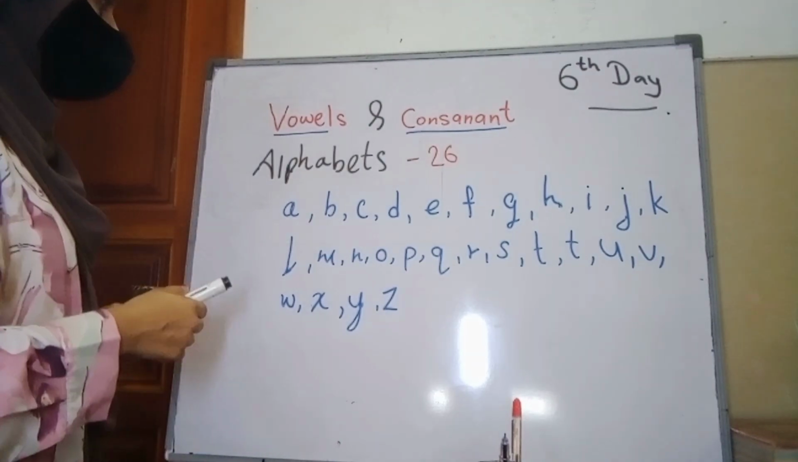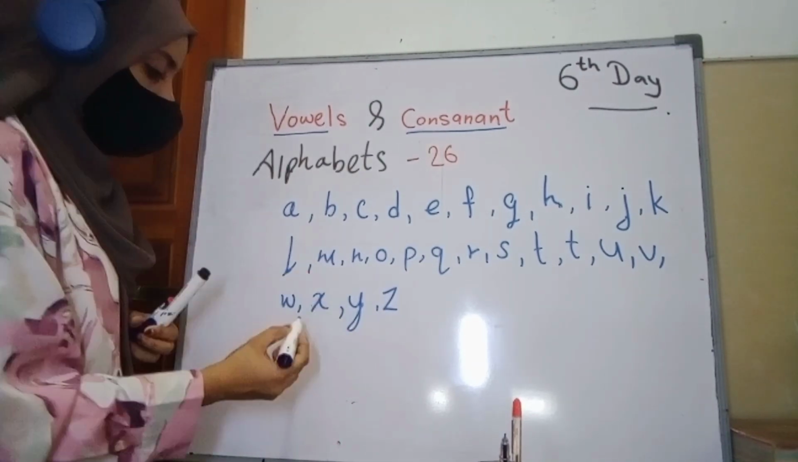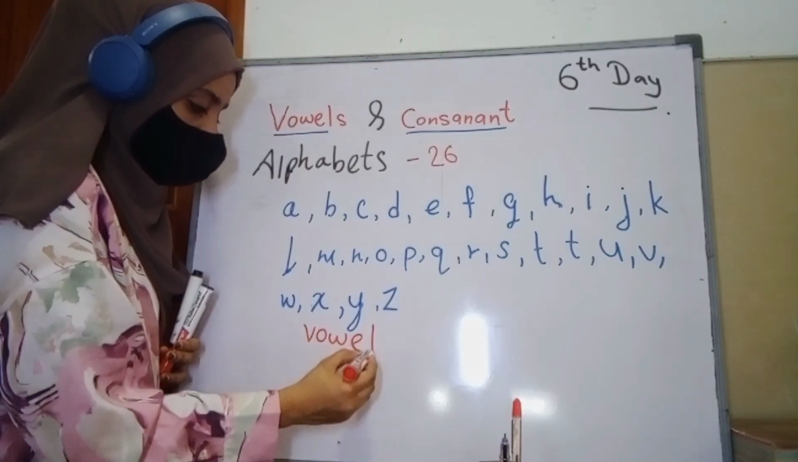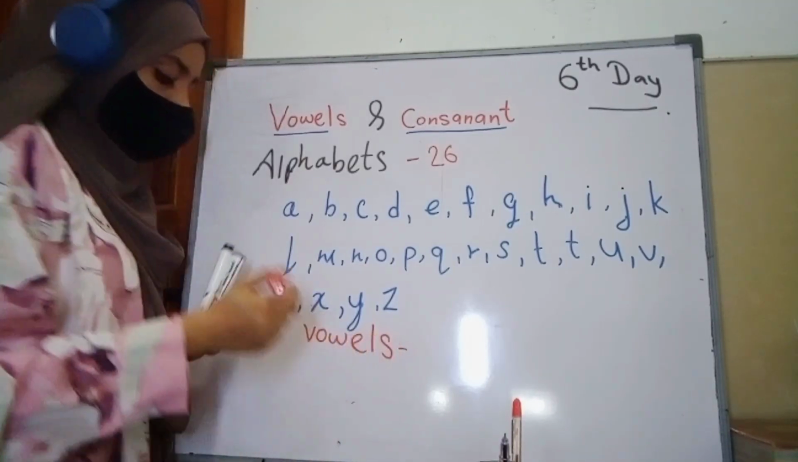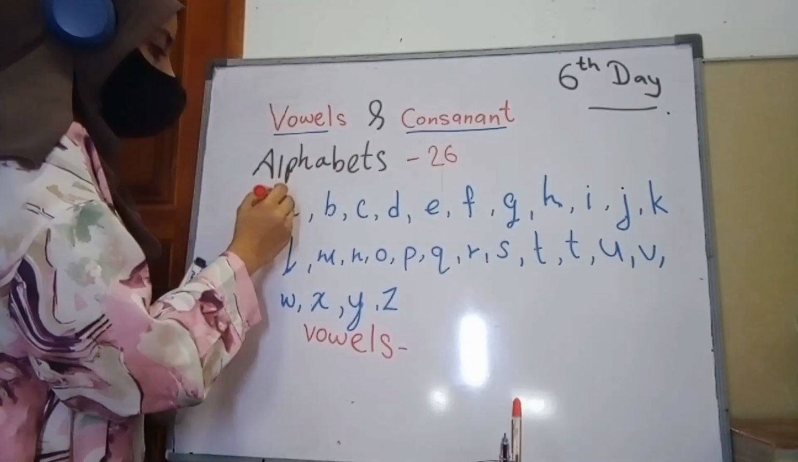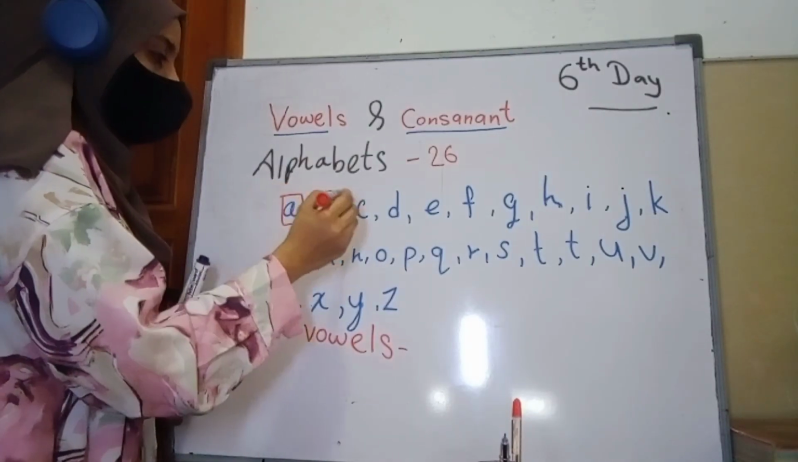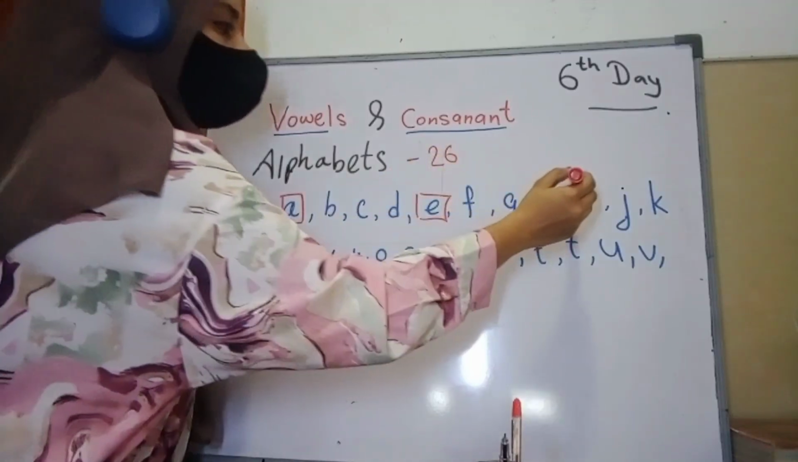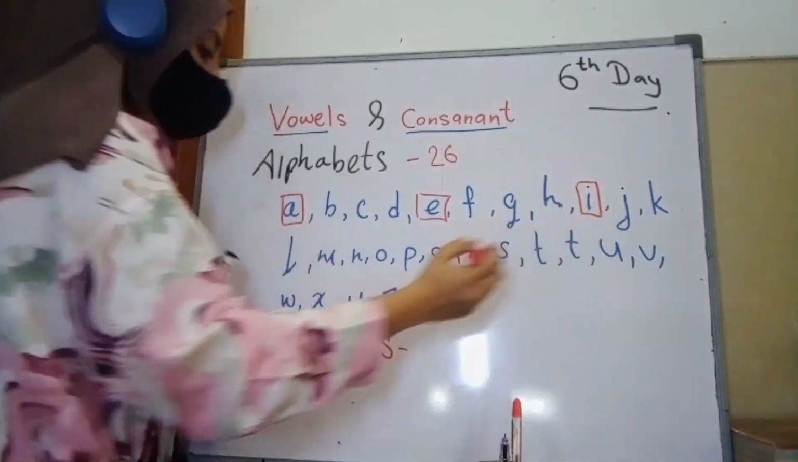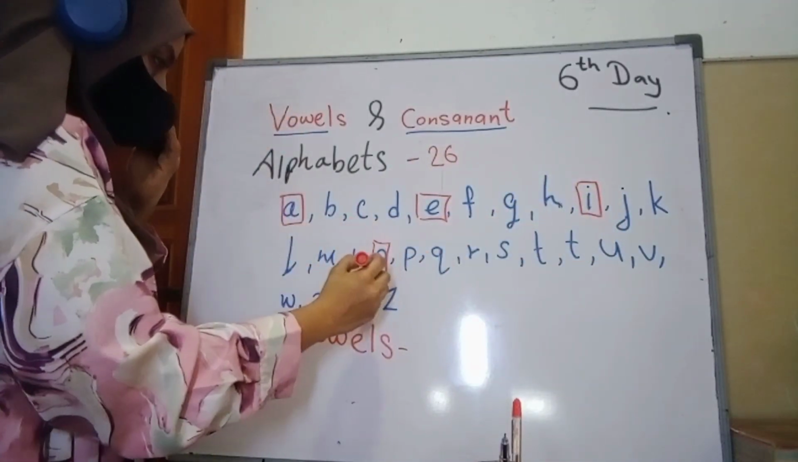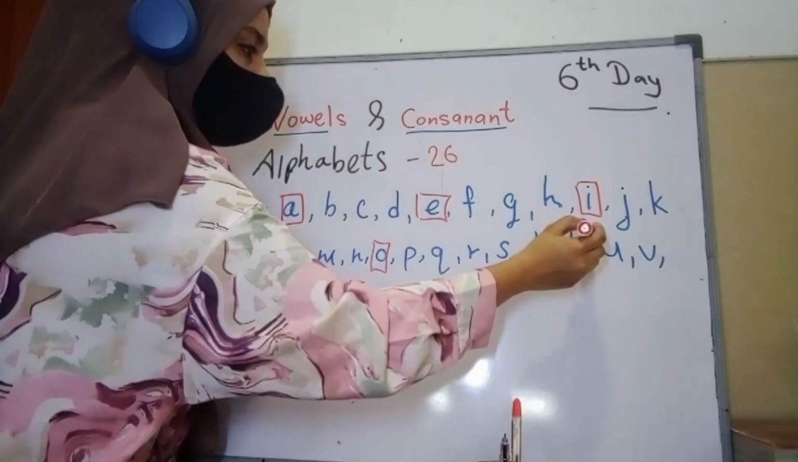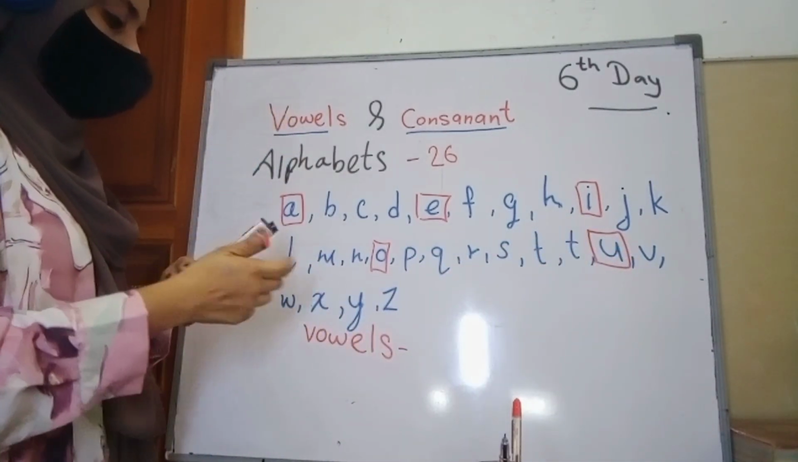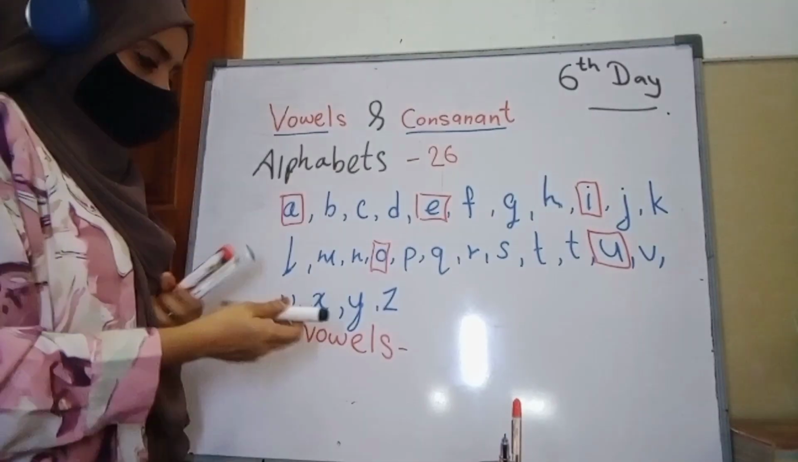What are the categories? Vowels. What are the vowel letters here? A sound, A sound, E, O, R. These are the 5 vowel sounds.